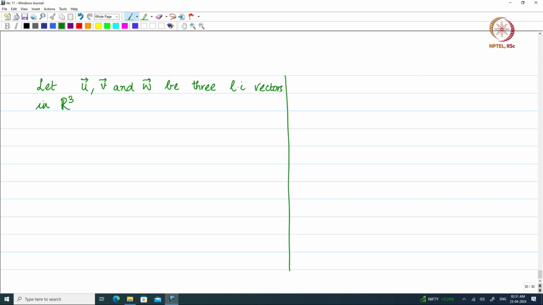Now what do we mean? None of the vectors here can be expressed as a linear combination of the other 2, therefore they are all in 3 different directions and we say that these 3 are linearly independent. Now we want to look at the volume of the parallelepiped which is determined by these 3 vectors. So let us look at that.